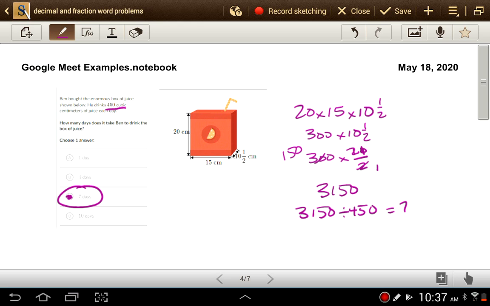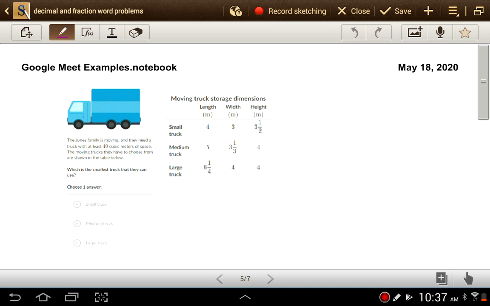Okay. In my next example, I want to find this moving truck. So again, I got to find out which one has at least 40 centimeters. Since it's at least 40, I want to find the smallest truck. I'm going to start with the smallest truck and just keep building up until I find the one that works. So starting with the smallest truck, I'm just going to do 4 times 3 times 3.5.